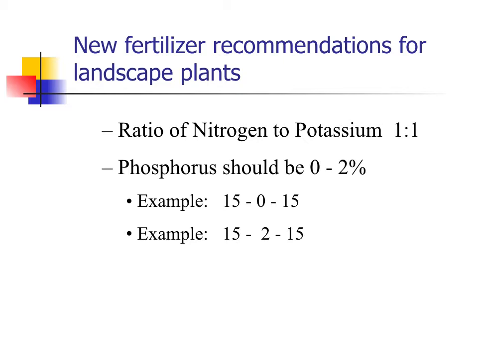Let's say I had a product with the first number being 20. What would I want the next two numbers to be? Write down 20 if it helps you. So that middle number should be what? That middle number should be two or less, and then the last number should be equal to the first, another 20. You might find 18-0-18. You might find 10-2-10.